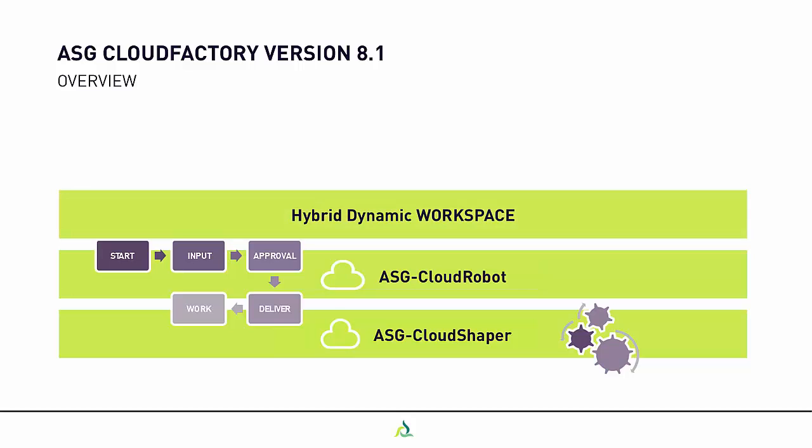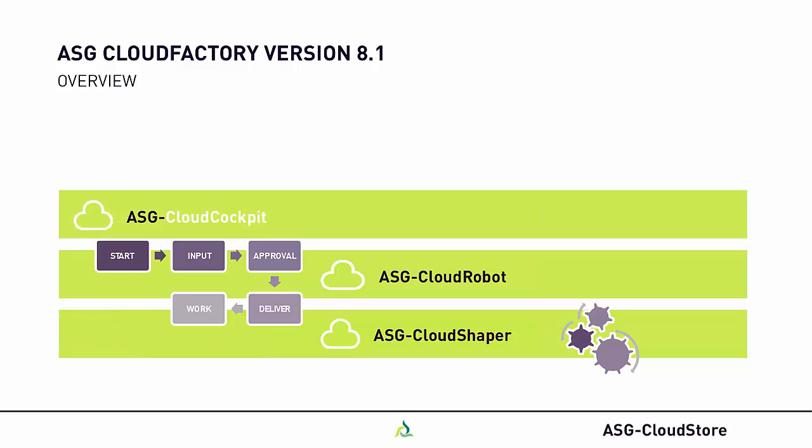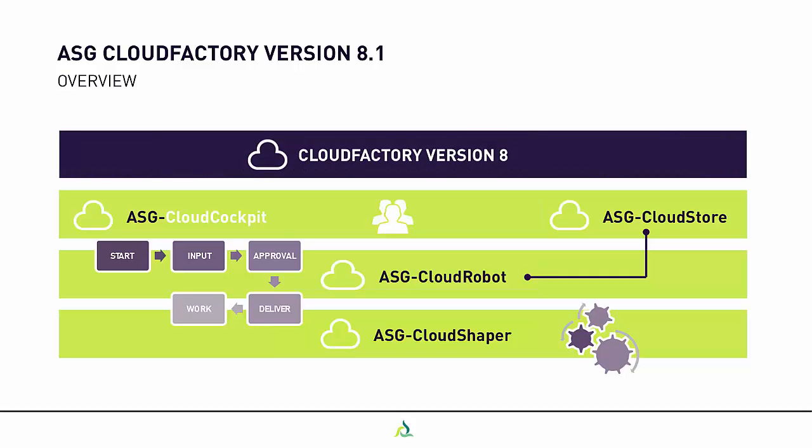And on top of that, the interaction always happens on the Cloud Cockpit level, which is a DWP component. So Cloud Store talks to Cloud Cockpit using our single sign-on component. So Store has a direct connection to Robot. And users always use Cockpit and Store as part of the execution. And that actually sums up the entire Cloud Factory version 8.